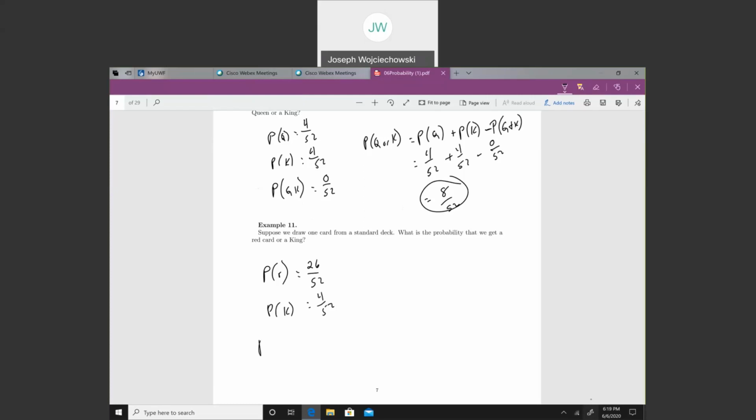Now, what's the probability of getting a red king? Well, there's 2 red suits, which means there's 2 red kings. So that's 2 over 52. So the probability of a red card or a king is the probability of a red card, plus the probability of a king, minus the probability of a red king. So here we have 26 over 52, plus 4 over 52, minus 2 over 52, and this is equal to 28 over 52.